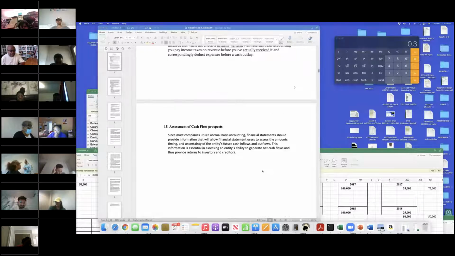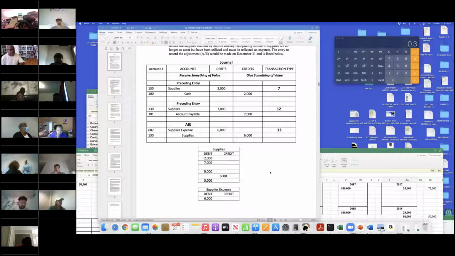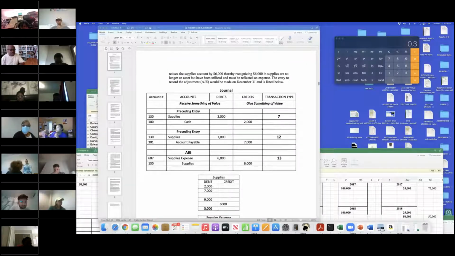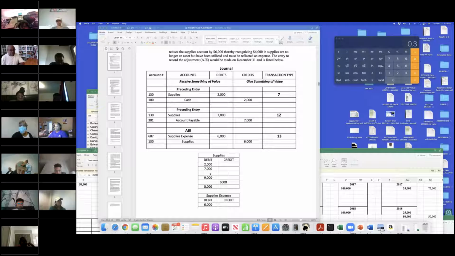We're on steps 5 and 6 of the accounting cycle, making adjusting entries. And we said that the purpose of an adjusting entry was, we have external entries such as if we were to buy some supplies. We bought supplies of 2,000 for cash. We bought supplies of 7,000 for cash. Those were external journal entries that we made to buy the supplies. Supplies was in this asset account. But we get to the end of the year and we only have 3,000 in supplies left.